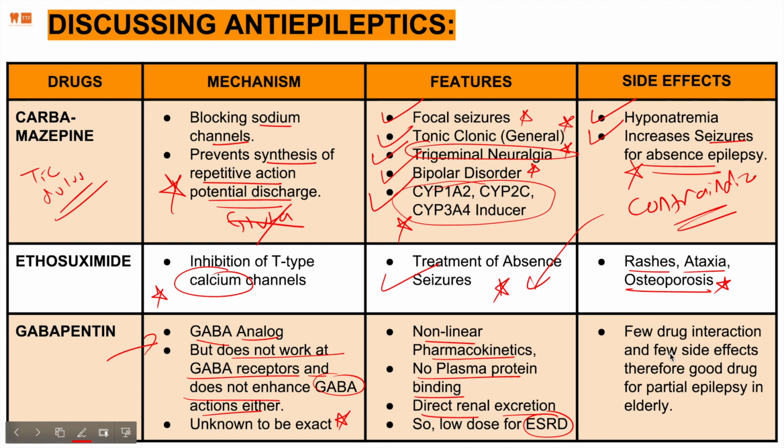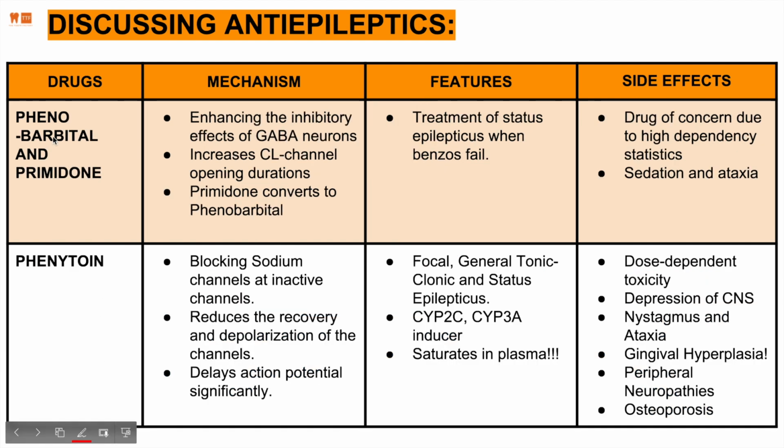A few drug interactions and a few side effects. Therefore, it's still a good drug for partial epilepsy. Unfortunately, we don't know the mechanism of action, but as long as we know that it's a GABA analog, we need lower doses for end-stage renal disease and fewer side effects for partial epilepsy in the elderly. That's gabapentin. Next one is phenobarbital and primidone.